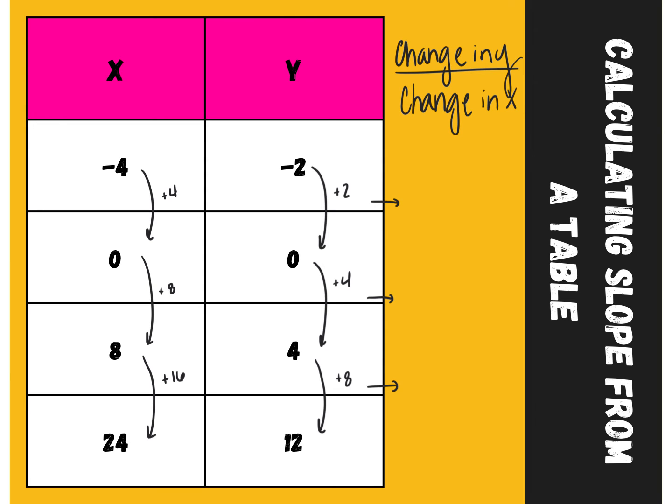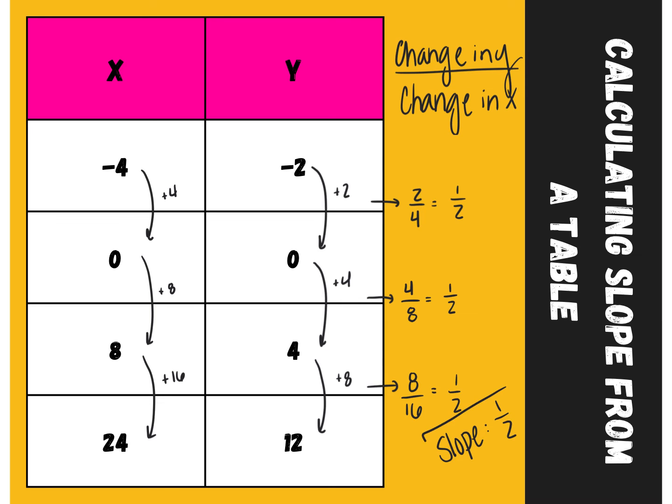The change in y between my first two rows is 2, and the change in x is 4, which I know simplifies to 1/2. In the next two rows, I can see a change in y of 4 and a change in x of 8, which again simplifies to 1/2. In the last two rows, I see a change in y of 8 and a change in x of 16, which simplifies to 1/2. And that tells me, of course, that the slope of this line is 1/2.